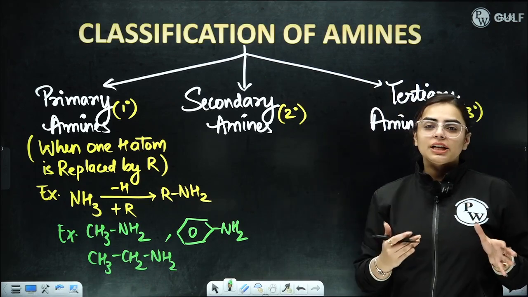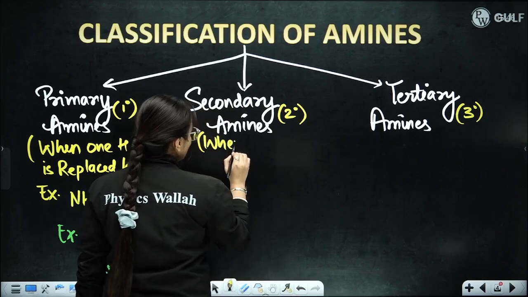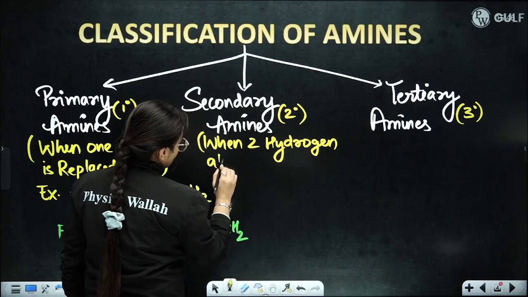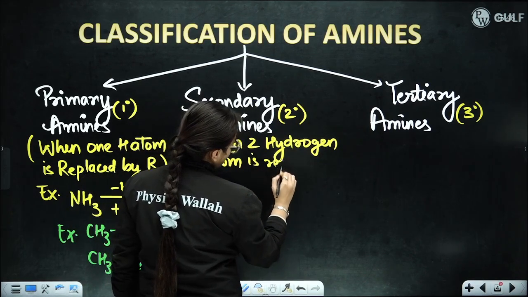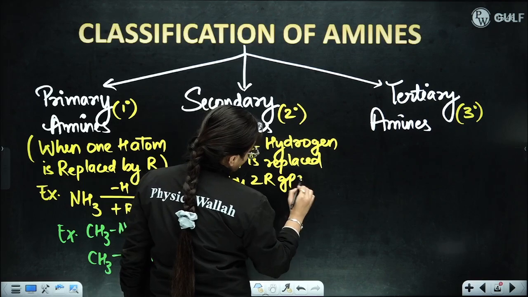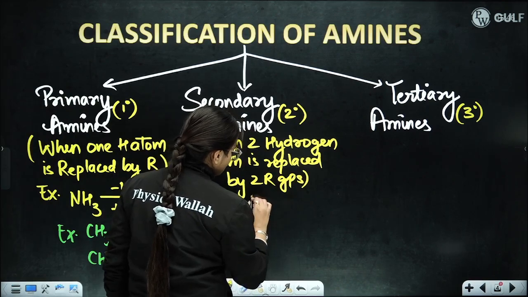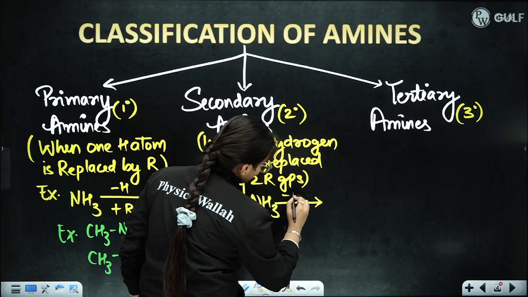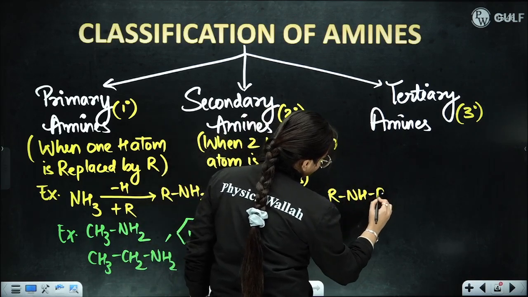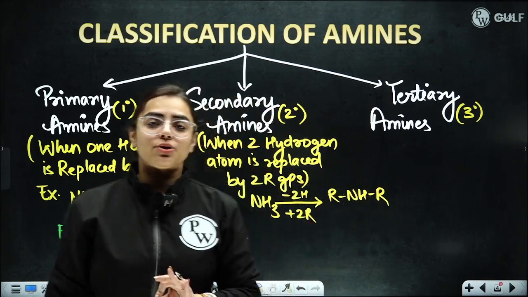Now coming to what do you think about secondary amine? If I talk about secondary amine, when two hydrogen atoms are replaced by 2 R groups, yes, by 2 R groups, that creates your secondary amine. And in general, it is like this. This is ammonia, removing 2 hydrogens, addition of 2 R groups. So this creates RNHR. Now don't think that this R group is attached to hydrogen. No. It is attached to the nitrogen atom, right?